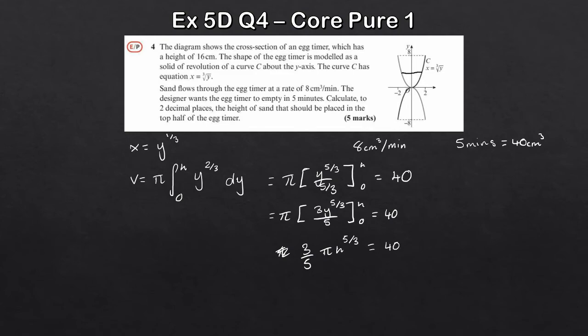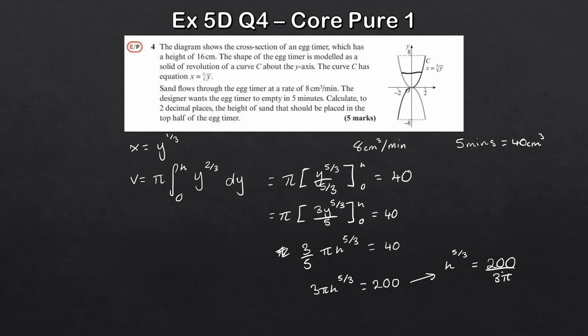So now let's solve. We've got 3/5 on this side, so I'm going to times it through by 5. So that's going to give me 3 pi h to 5 over 3 is equal to 40 times 5, so that's 200. And then I'm going to divide through by 3. So therefore, if we do that over here, in fact I'm going to divide through by 3 pi, so we'll forget in terms of h. So h to the 5 over 3 is equal to 200 divided by 3 pi.